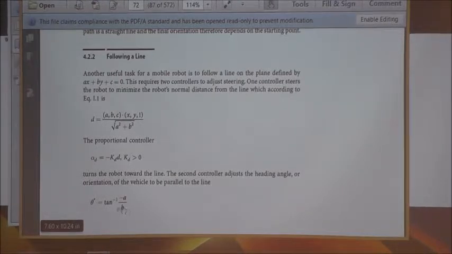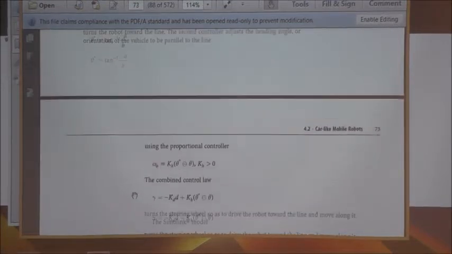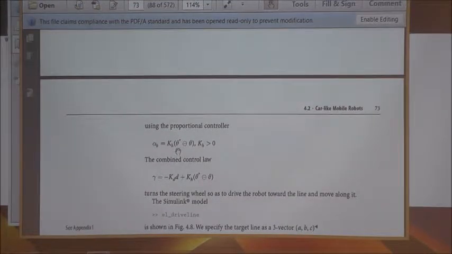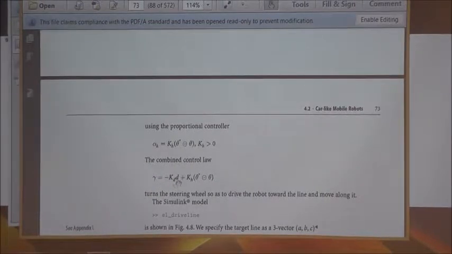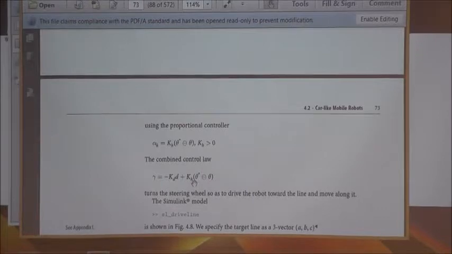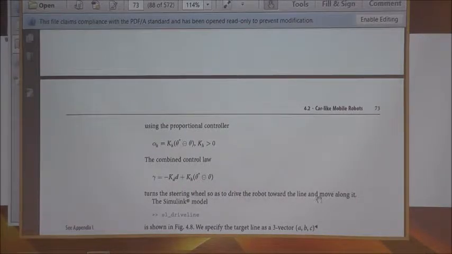So theta star is tan inverse of minus A over B. Again, just like the previous example, theta star minus theta has the second proportional controller. Okay. You can combine both of those controllers: minus Kd times d plus Kh times theta star, for all practical purposes, minus theta, turns the steering wheel so as to drive the robot toward the line and move along it. Okay.